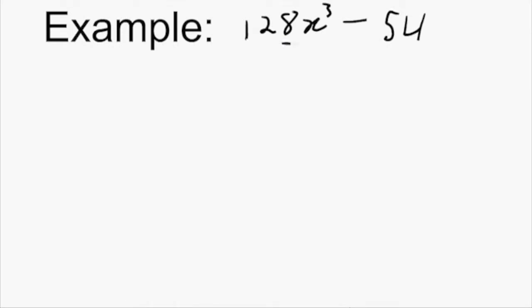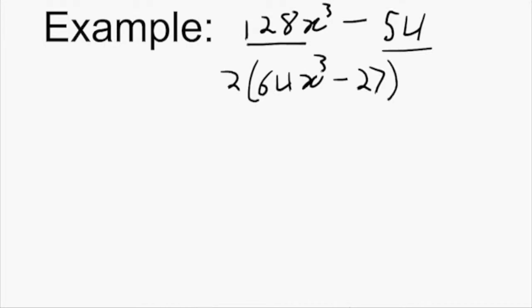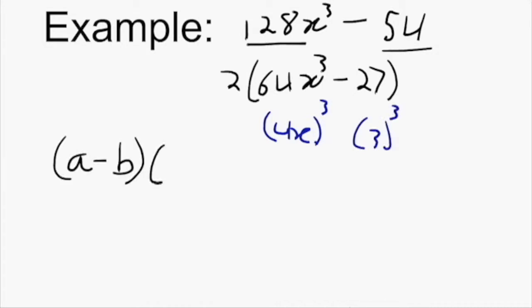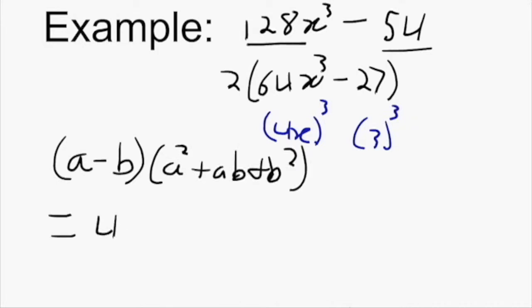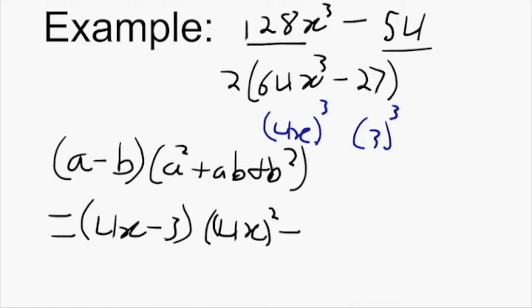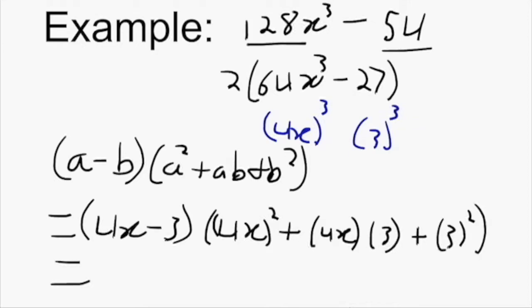128x cubed minus 54. Now off the bat, this doesn't look like a difference of cubes question, but after you factor out 2, you can see that 64x cubed and 27 are cubes because 4x cubed is a cube and 3 to the power of 3 is a cube. Now if we plug that into the difference of cubes formula, we get 4x minus 3 times 4x squared plus 4x times 3 plus 3 squared. And then after that we get 4x minus 3 times 16x squared plus 12x plus 9.